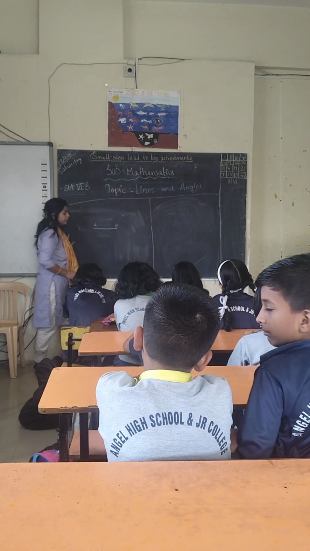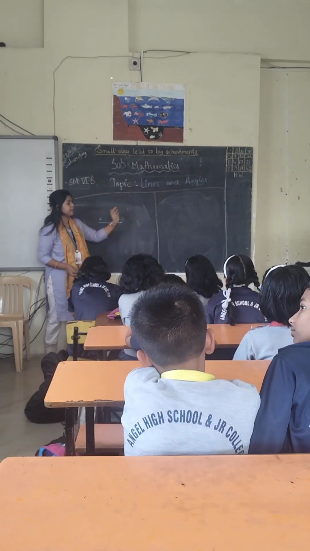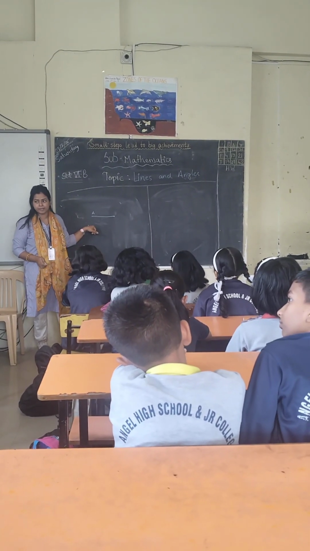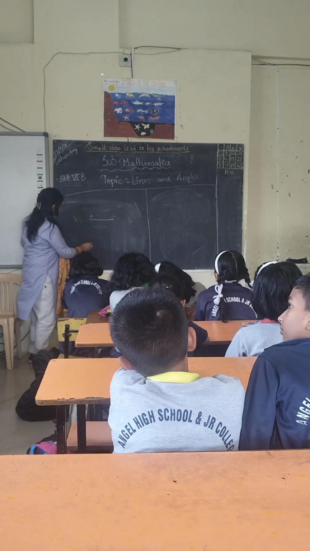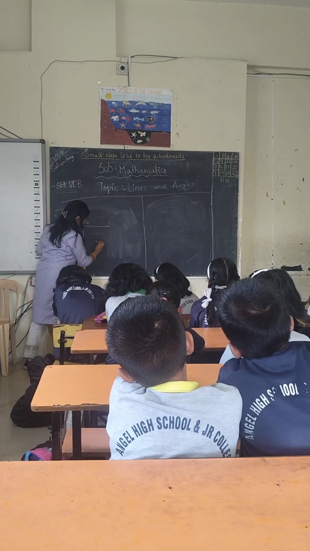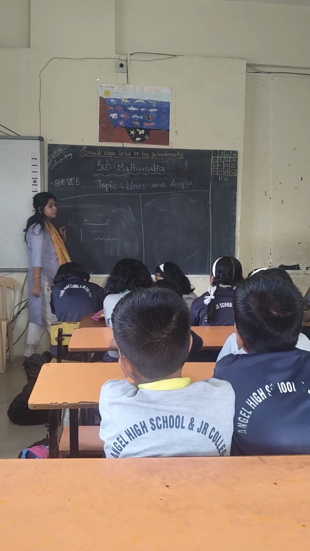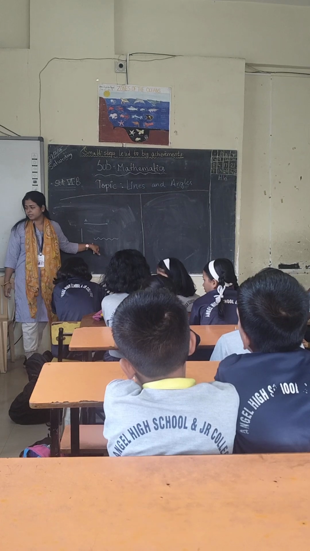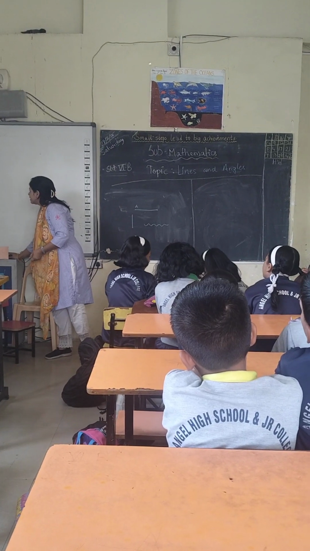Okay, and there are different types of lines. This is a straight line or sleeping line, and this is a straight line. And what is this? This is a straight line. What is this? Zigzag line.